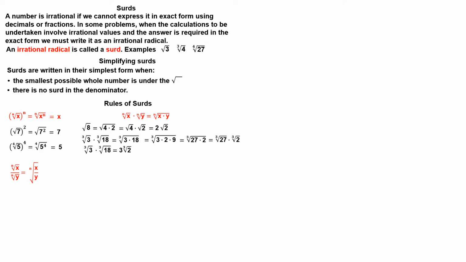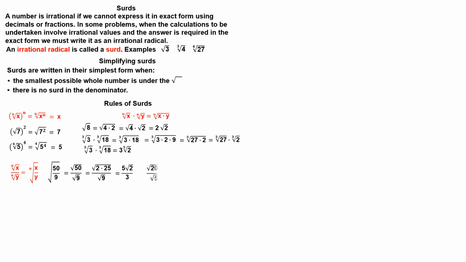When we divide two surds, we simply divide the numbers under the radical sign and simplify the result. Let's split the radical containing a fraction into a fraction containing radicals. 50 is 2 times 25. The square root of 25 is 5, and the square root of 9 is 3. The result is 5 times root 2 divided by 3.